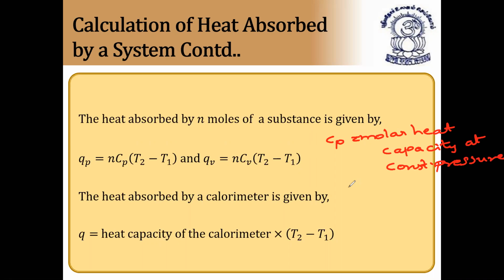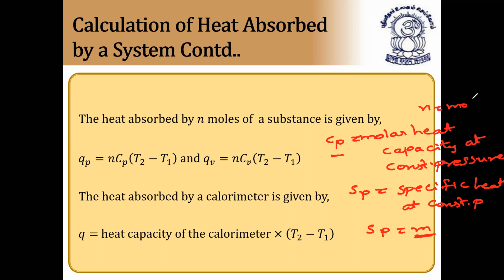What is Sp? Specific heat capacity of the same substance at constant pressure. That's why for Sp we are taking m, that is mass of the substance, whereas for Cp we are taking n, where n is called number of moles. So that's why Qp is equal to n into Cp into T2 minus T1. Qv is equal to n into Cv into T2 minus T1.